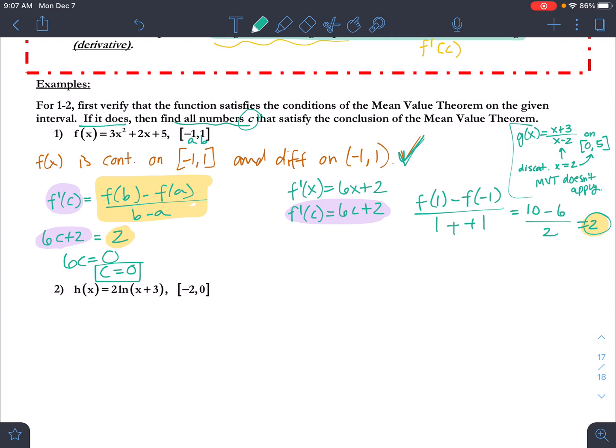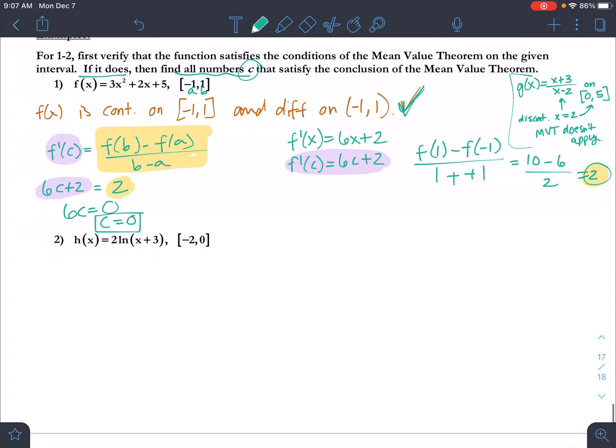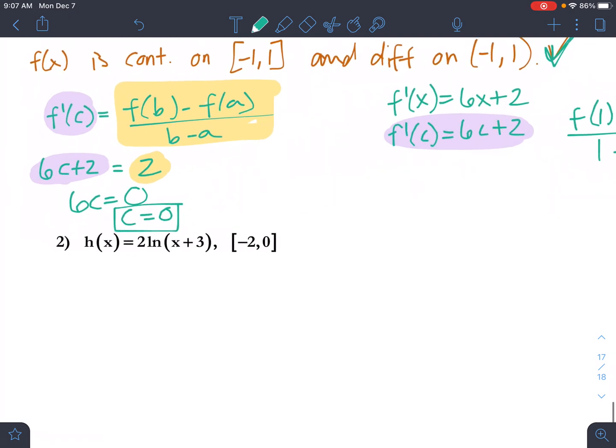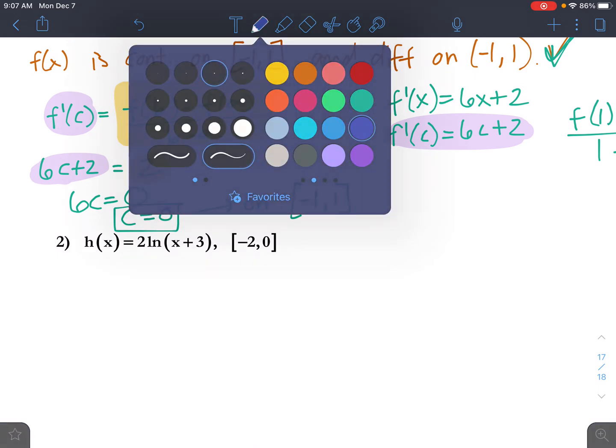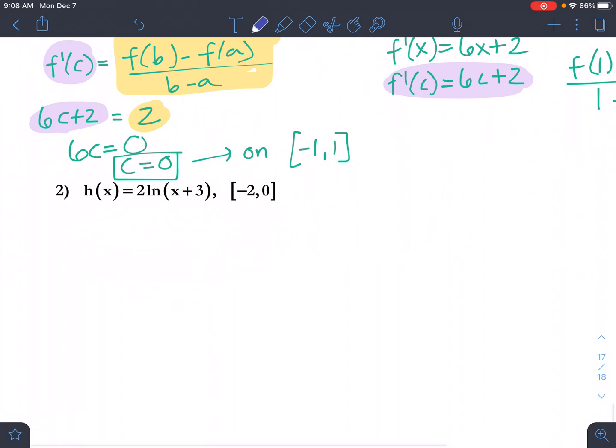All right, let's try another one with a natural log in it. By the way, I forgot to mention this, c is on -1 to 1. So the value that you end up with has to land within this interval, and it cannot be -1 or 1 itself. It has to be in between -1 and 1. All right. So like I said, let's try the next one. 2 natural log of x plus 3.